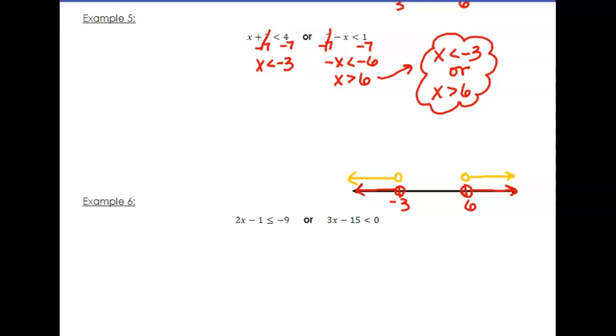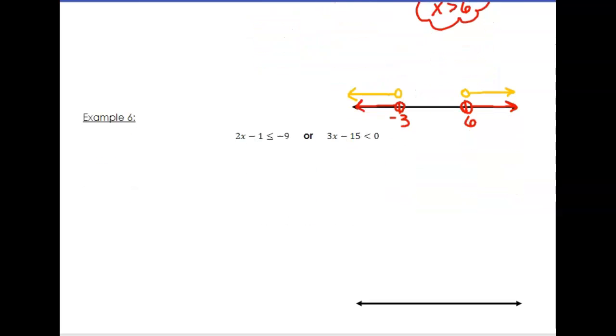So finally, we have example 6. I want you to pause the video and see how far you can get. See if you can graph, and then turn the video back on to check your answer when you're ready.